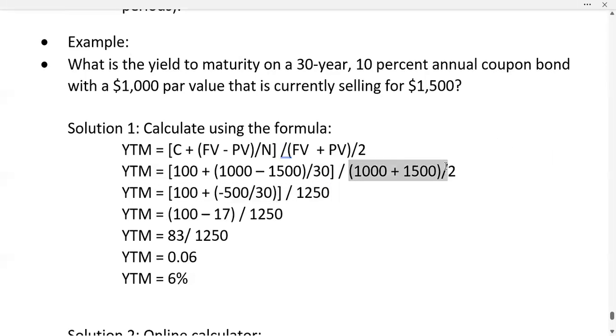Then we divide the resulting calculation here. We divide by the FV of 1,000 plus your present value of 1,500, and divide this by 2. So calculating for this eventually will give us 83, right? And calculating for the denominator below would give us 1,150, for a YTM of 0.06 or 6%.